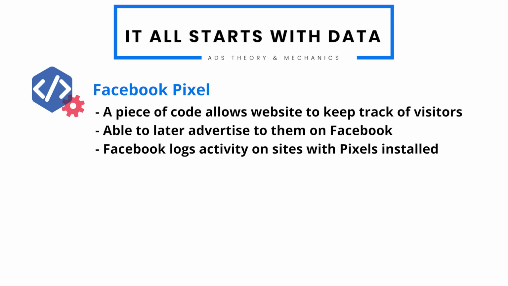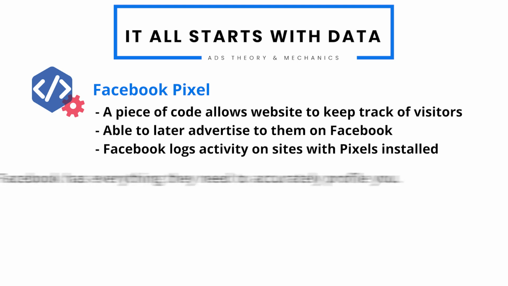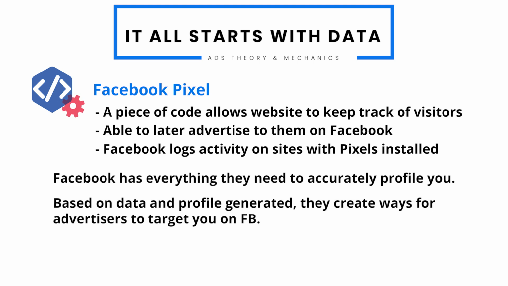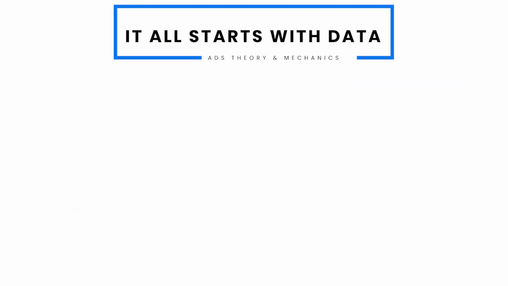These two means of acquiring data alone can tell Facebook just about everything they need to know to accurately profile you as a person. And based on this data and profile they've generated, they create various ways for advertisers to target you on Facebook. While the actual machine learning process and the data analysis is complicated, this is all you really need to know for now. Let's move on and take a closer look at what this means for advertisers.